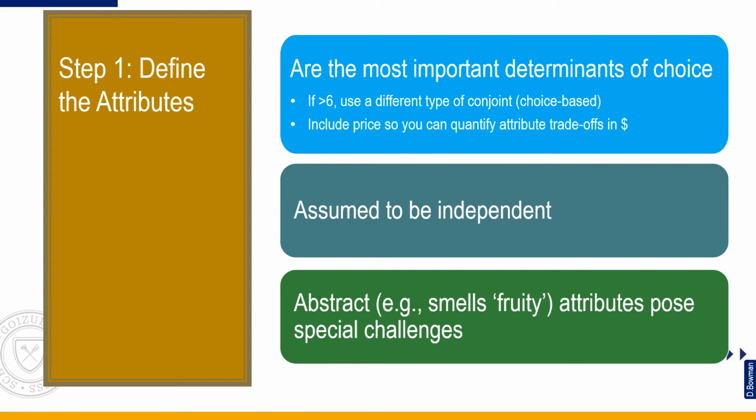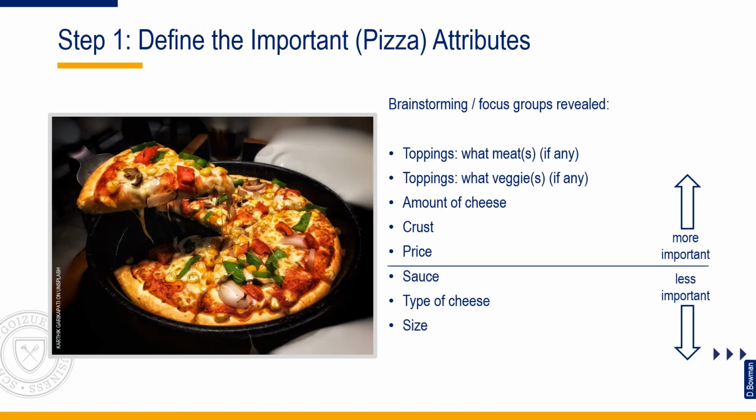Generally, we aim for no more than 6 attributes. It becomes burdensome on the respondent if there are too many attributes. We use qualitative methods to determine the important attributes. For example, a restaurant-style pizza might be described by its toppings, the amount of cheese, the crust, and the price.